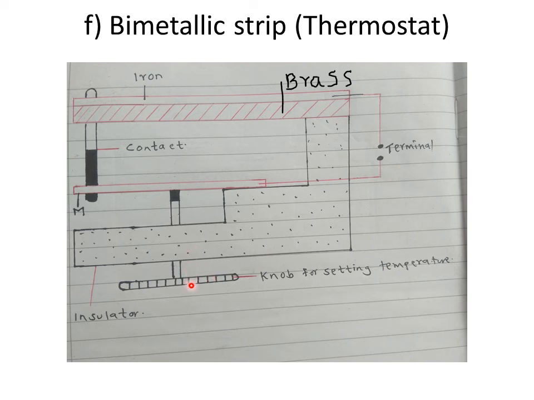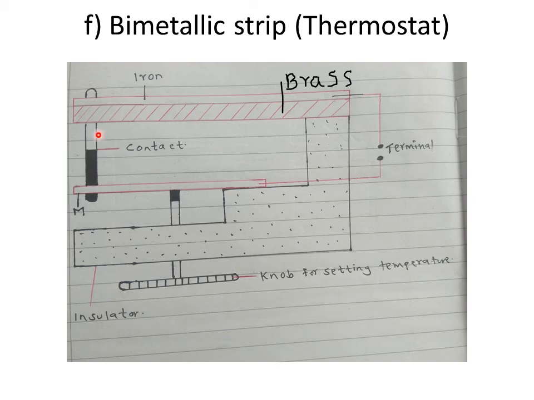So the knob is adjusted or tightened in such a way that the strip M moves upwards. Now when strip M is moving upward, it means it is maintaining a contact. It means M is now closer to the contact. So the contacts are maintained closer to each other due to the movement of M. So it means that when the temperatures are high, the bimetallic strip bends, curves upwards because brass expands faster.